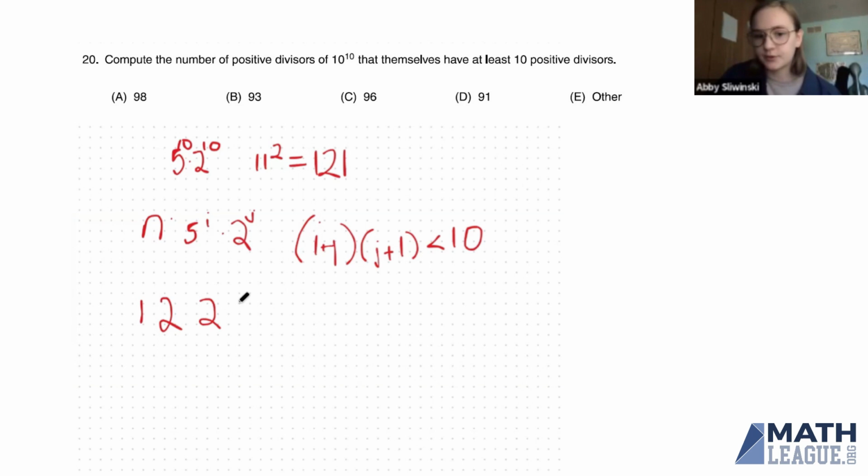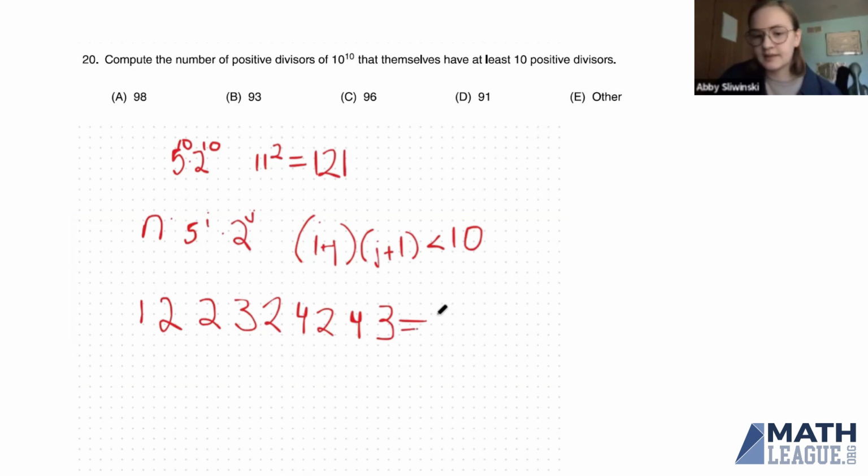For 3, there's 2 pairs. For 4, there are 3 pairs. For 5, there's 2 pairs again. For 6, there are 4 pairs. For 7, there's 2. For 8, there's 4. And then for 9, there are 3 pairs. These are all the possible pairs of numbers that we can have that would give us a prime factorization that gives us less than 10 positive divisors.